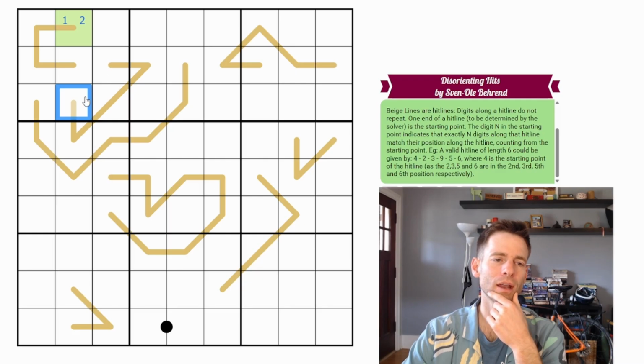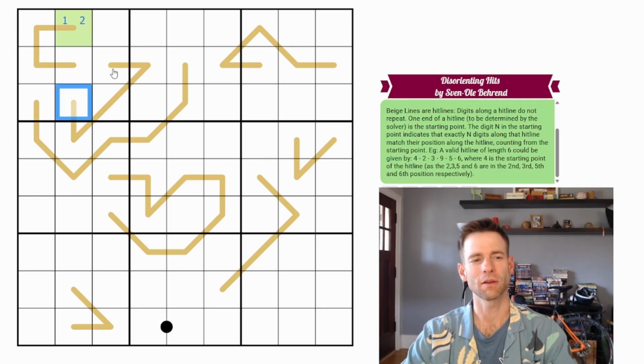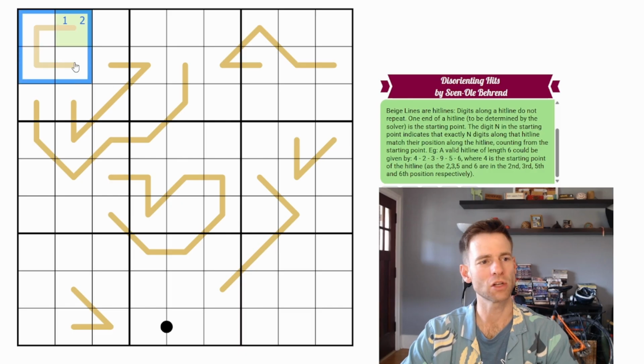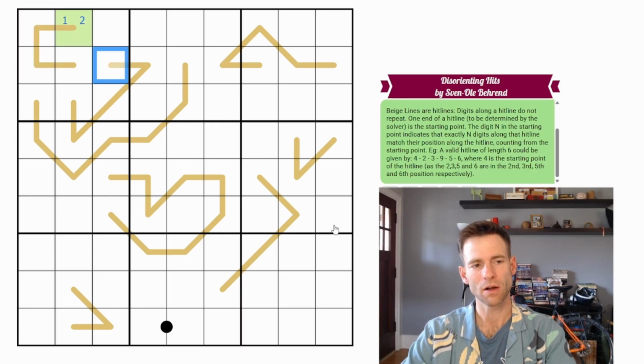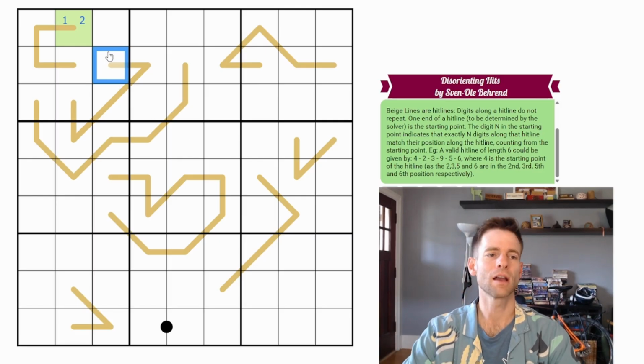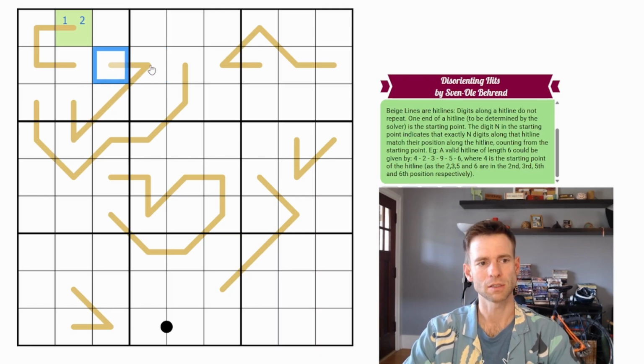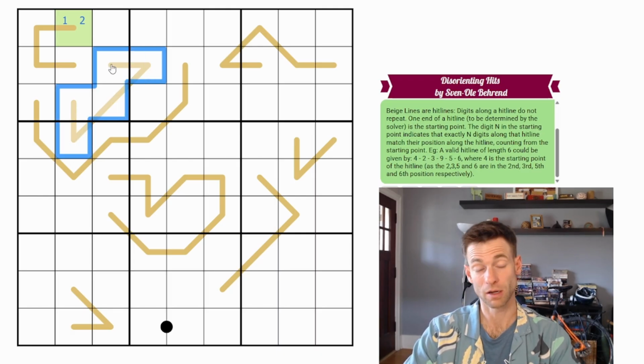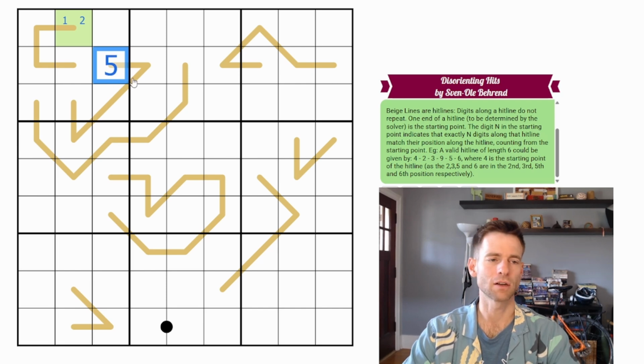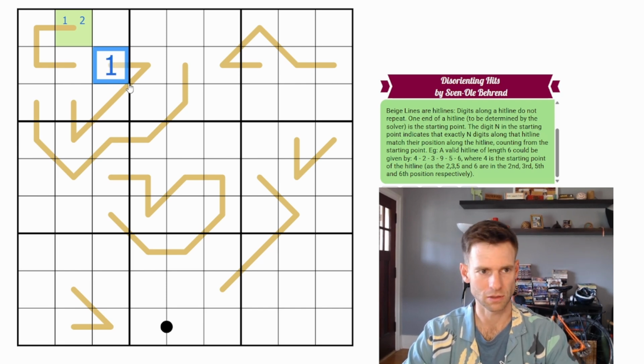The starting point on this can't be a 5 either, because the same logic applies. If the starting cell has to be a 1, 2, 3, 4, 5, because again, the number indicates how many digits match with their order along this line, starting from the starting point. So this can't be 5, because then it already doesn't match its order, which is 1. Position is the first position.